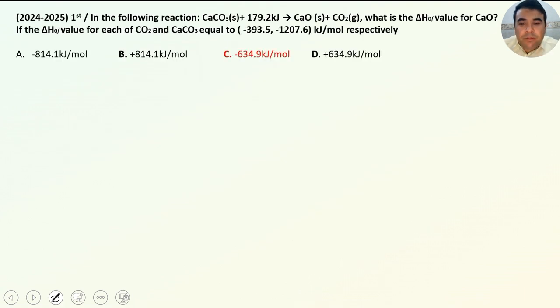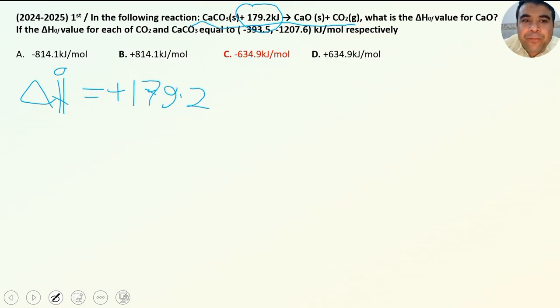We have some ministerial exam questions. Let us solve the ministerial exam question as fast as possible, guys. For this question, the enthalpy of the reaction is given; it is in the reactant side, so it should be positive 179.2. What's the enthalpy of formation for calcium oxide, when the formations for CO2 and CaCO3 are given?